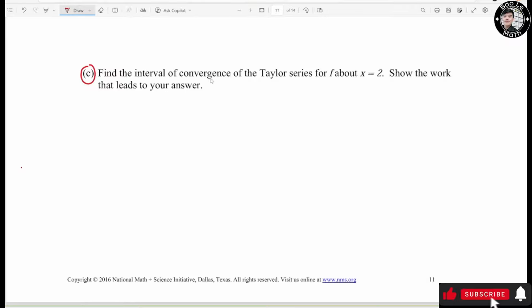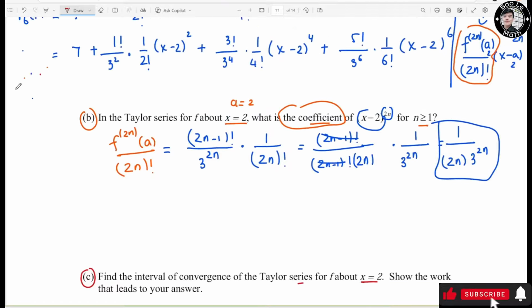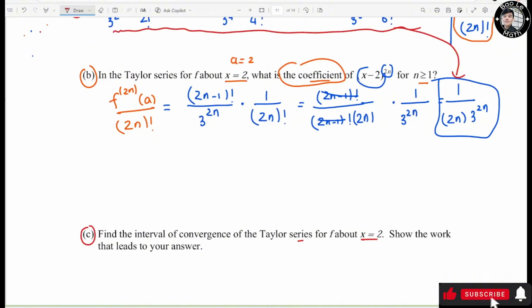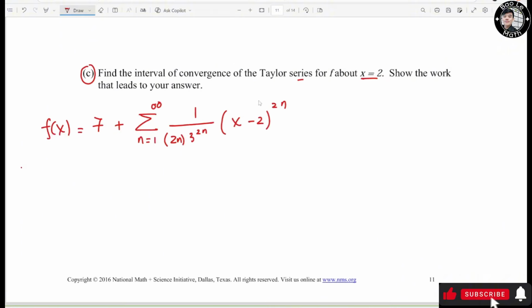Find the interval of convergence of the Taylor series for f about s equal 2. Alright, so we're going to go back over here. The Taylor series is right here, right? This one is the first 6 terms, right? You know that the first term right here is going to be 7, right? And you look at the second term right here, you have the product right here. And this product actually right here, right? So now, in order to find the interval of convergence, we're going to use the ratio test, right?